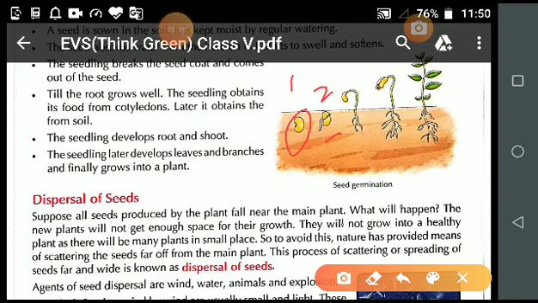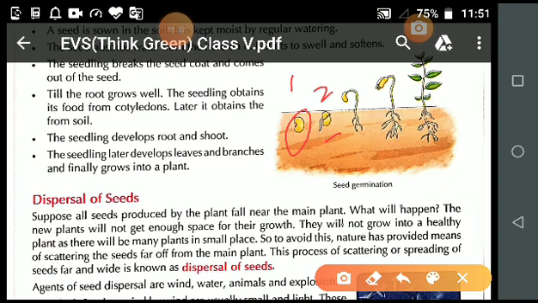And what happens, student? Meanwhile, the shoot also starts growing upwards towards the light. Soon we see a baby plant with tiny leaves. And student, this process of growing of a seed into a plant is called germination.